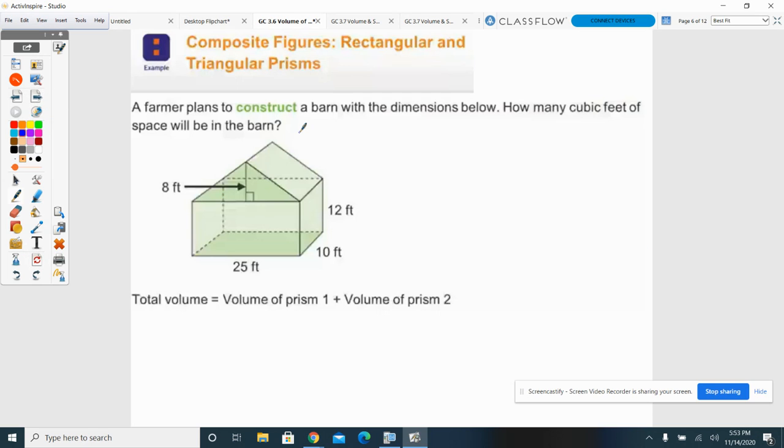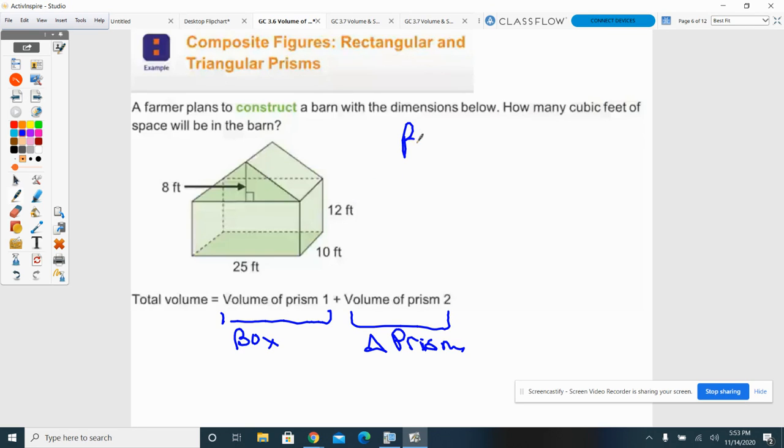Now, what about this? It's like a barn. So how much can fill up in the barn? Because maybe there's a storage area up at the top. So this time I have a box on the bottom, and a triangular prism on the top. Remember, the roof of the house kind of is a triangular prism. So let's do the bottom first.